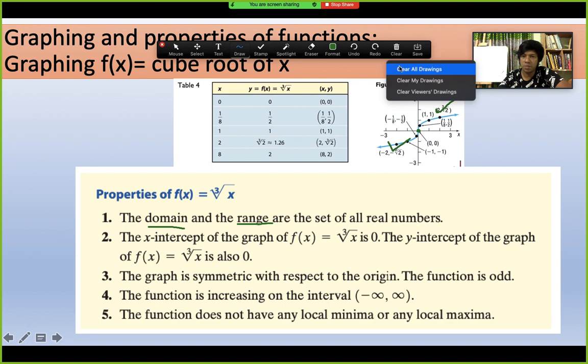So this is the increasing part. As I said, we always look from left to right. So you hit this point, suppose, then you see the next point is above your previous point.